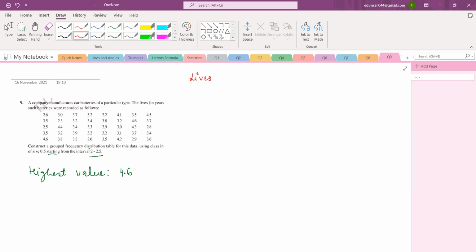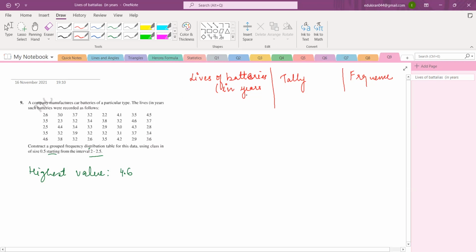So it is given, lives of batteries in years. Sorry, spelling batteries, in years. This is given to you. Now make your tally and then your frequency. Start doing your tallies, all of you. Let me make intervals. So you have to start here with 2 to 2.5. You can see the class size, he's saying that you have to take 0.5. So increase it accordingly.